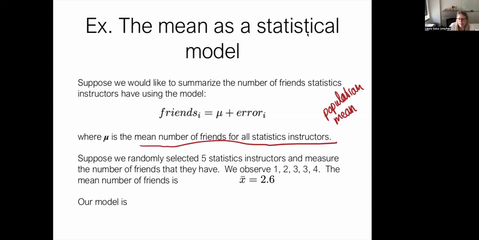If we randomly selected 5 statistics instructors and measured the number of friends that they have, we could estimate what that mu should be. If we observed 1, 2, 3, 3, and 4, we would predict that the mean number of friends for statistics instructors is 2.6. So now our model becomes our estimated model.